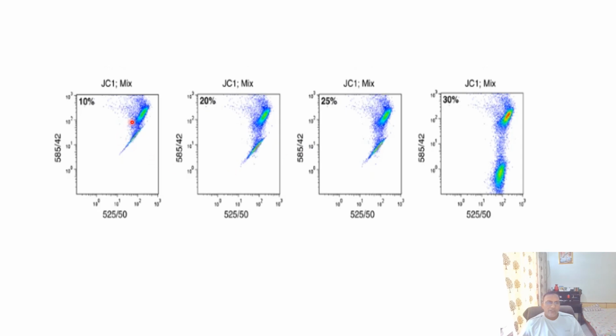So in this way, in another publication, it is not my publication, we can see how they have separated the two populations of monomer and aggregate. Initially it was this one. So apply 10% compensation, 20%, 25%, and 30% compensation. At 30%, clear-cut two populations, high mitochondrial population and low mitochondrial membrane potential, are separated.